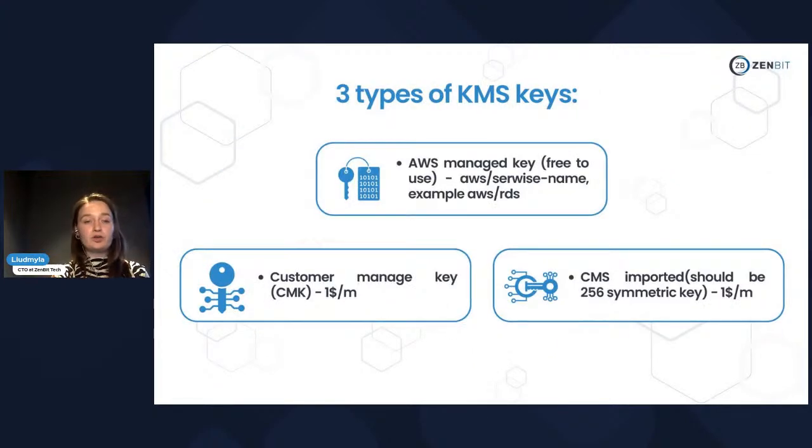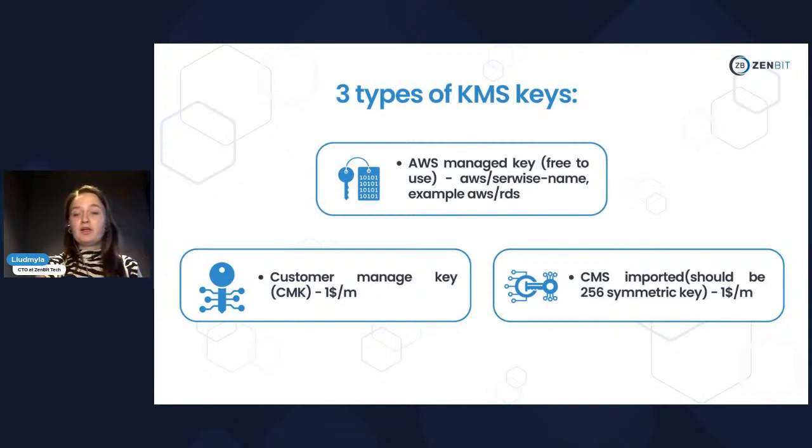Okay, so there are 3 types of KMS keys which we can use. In this case, we will separate them by such parameters. The first one is the AWS managed key. It's actually the one which is integrated into the services. It has such a pattern: aws/service name, for example aws/rds. It's free to use.